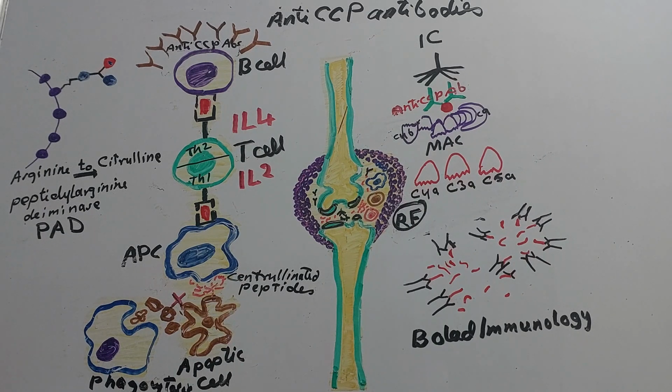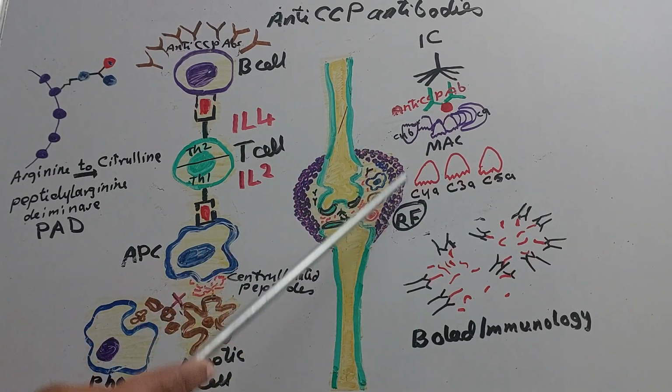So these peptides, I mean citrullinated peptides, will become a target for the immune system, and anti-CCP antibodies are produced against citrullinated peptides and against citrullinated proteins. So this is a normal condition, when the apoptosis pathway is normal.